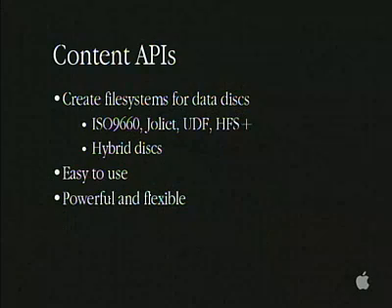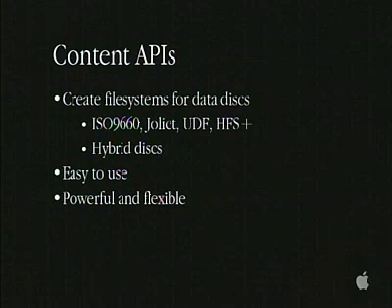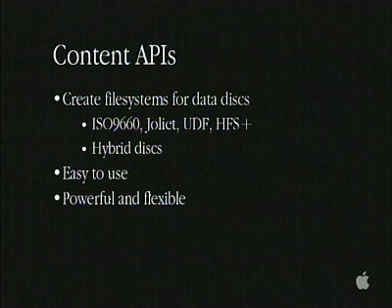So the content APIs help you create file systems for data disks. The burn engine, the content APIs handle ISO 9660, Joliet, UDF, and HFS Plus. And they'll create hybrids of any or all of these formats together. And it's really easy to use, and they're really powerful and flexible.